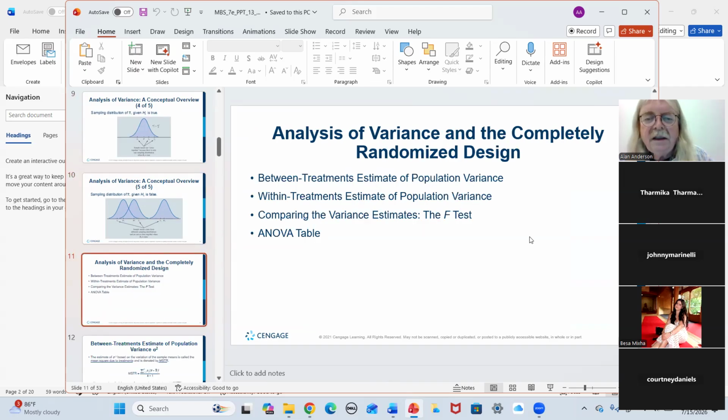All right, so now here's some of the calculations. Now, do not faint when you see the formulas. They look terrifying, but they're really not that bad. Once you get the hang of it, they just look awful, but the concepts are not that difficult. We have between treatments, and again, that terminology is just so non-intuitive. Within treatments, and then we compare them with the F-test.